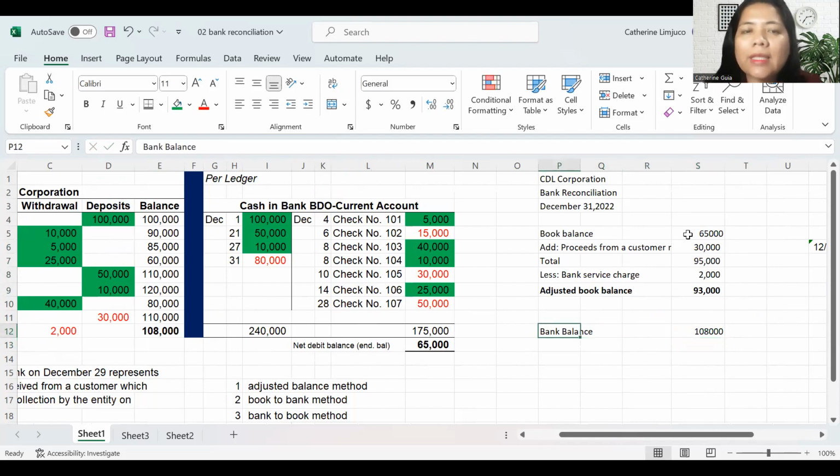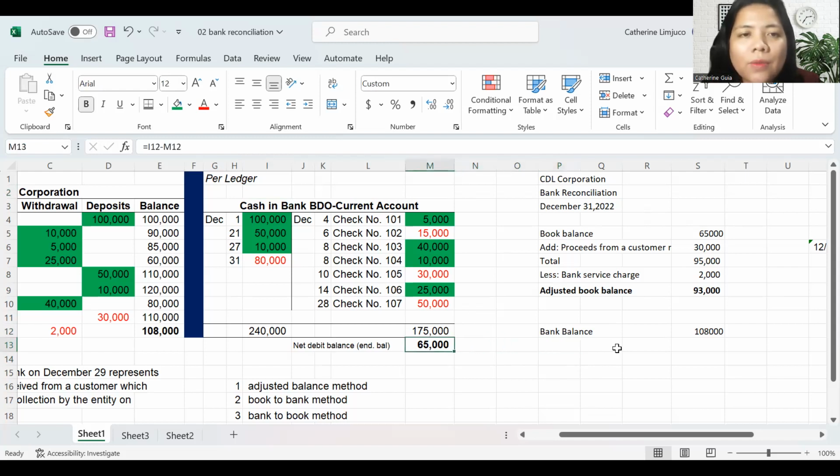The reconciling items are the items found in our per ledger, those with red fonts, meaning those items which did not reflect in our bank statement but reflected already in our per ledger cash in bank current account. So we have here a bank balance of 108,000. Which of these items should be added and or deducted?